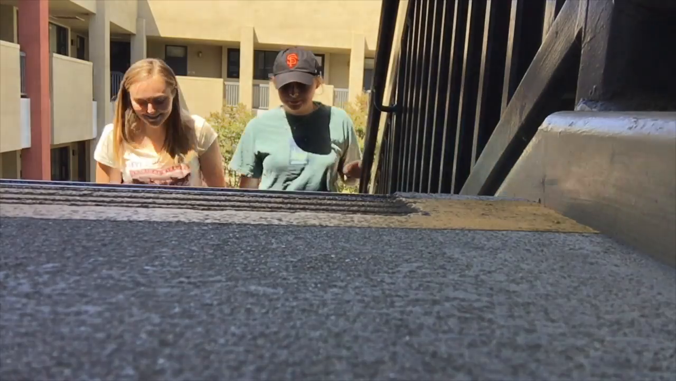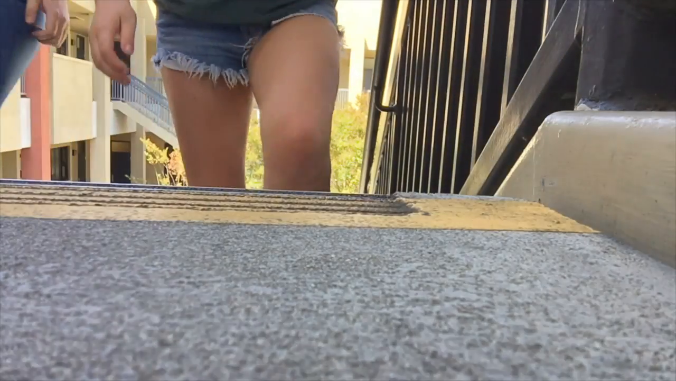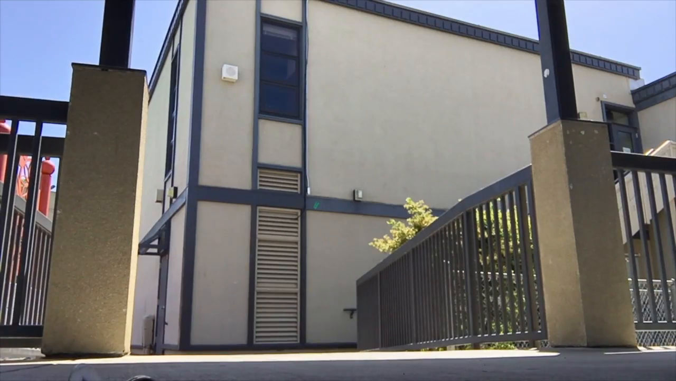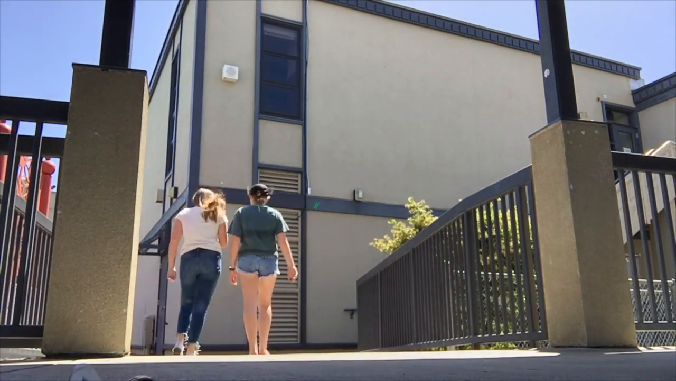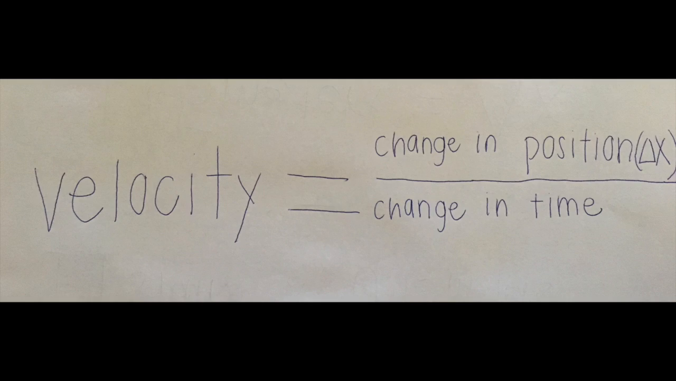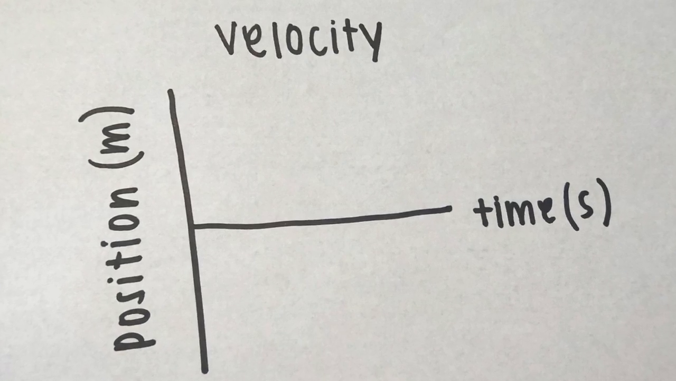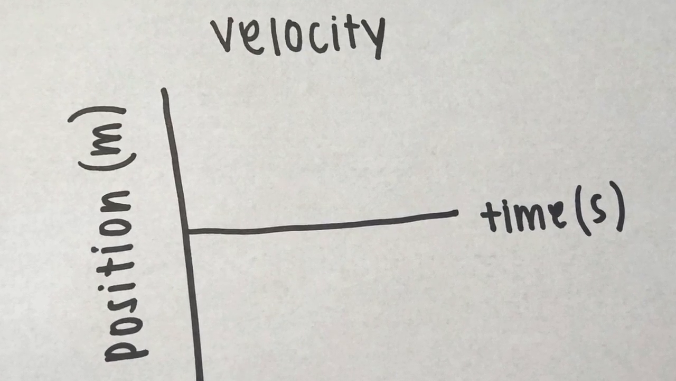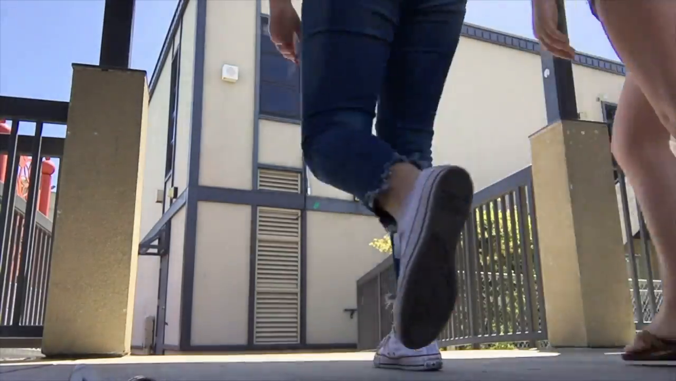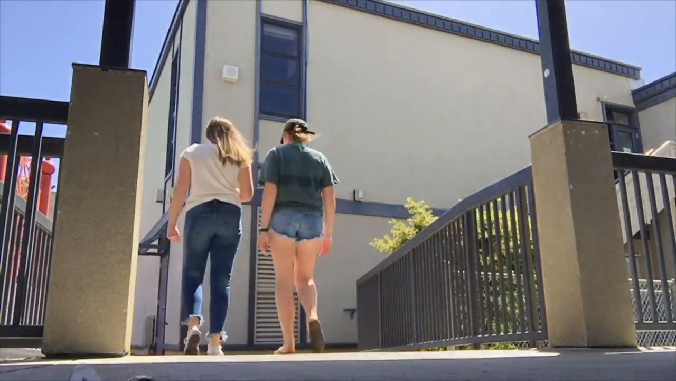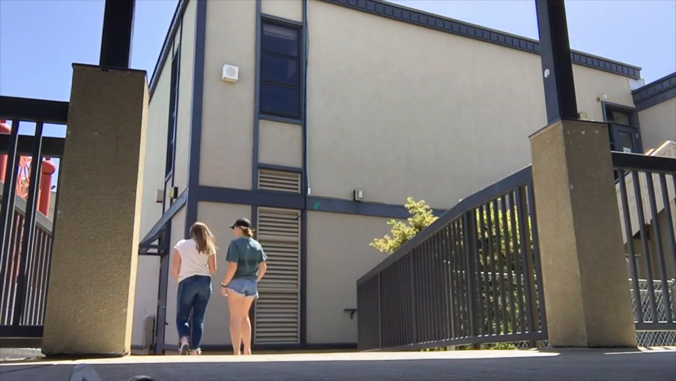When you are walking around campus to get to class, you usually walk with a constant velocity, as long as you're not running late. Velocity is the change in position over the change in time. A velocity is typically read as a certain number of meters covered per second. For example, if you walk 4 meters in 2 seconds, you walk at a velocity of 2 meters per second.